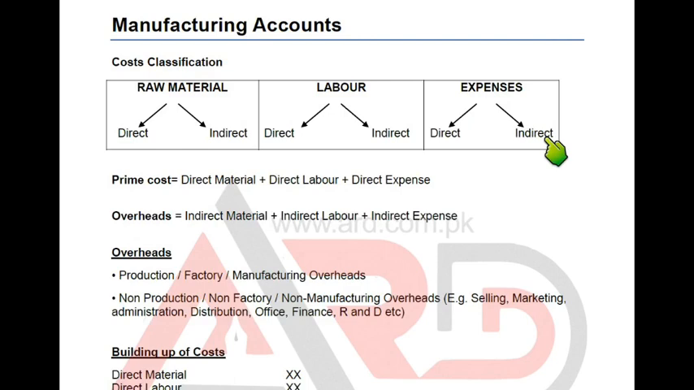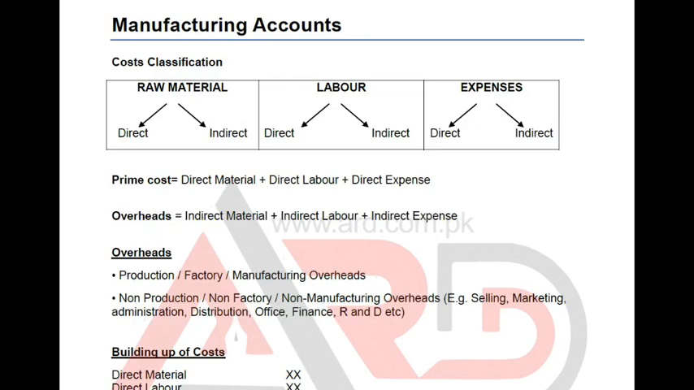Now what is prime cost? The word prime originated from primary. Prime means primary cost. Prime costs are the sum of all direct costs, meaning direct material, direct labor and direct expense in a factory. The sum of all direct costs is known as prime cost, and the sum of all indirect costs is known as overhead. Indirect material, indirect labor and indirect expense, if we add up all the indirect costs, this means an overhead.